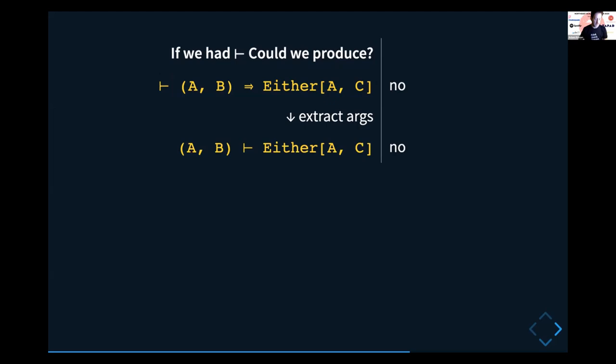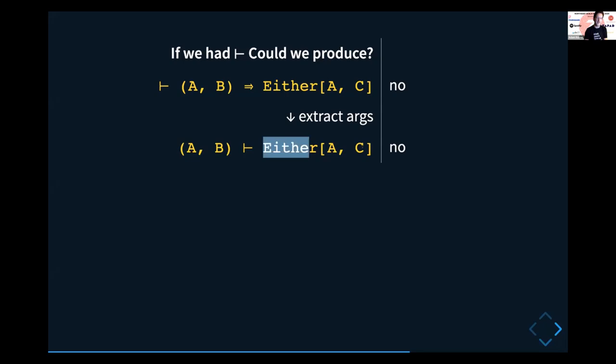Since we have a function, if we wanted a function, we could turn that into: if I had an A and a B, I could then produce an either A or C. So here's our little separator, but we still have the same parts. If I had a bunch of stuff, and this is the thing I want to do, can I implement it? Is this thing as simple as possible? No, I still have pairs, I still have eithers, I'm not done yet.